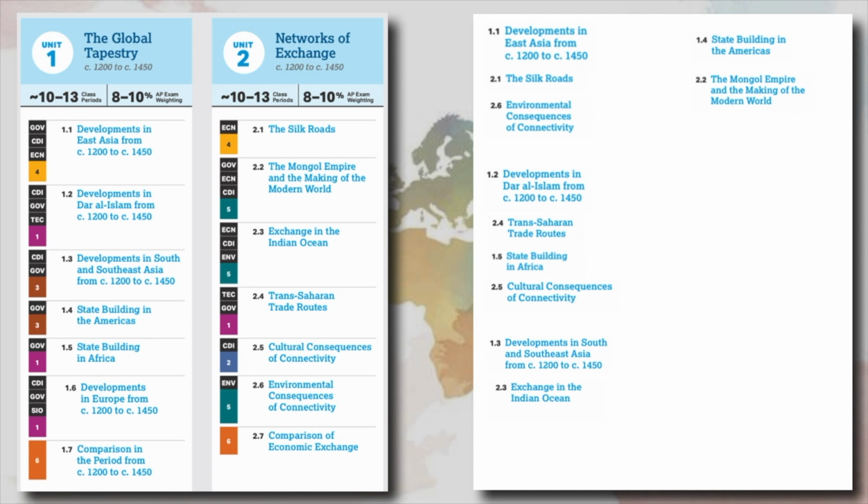So there are environmental consequences of connectivity as well. I think it's good to go back and forth, to revisit topics in different contexts. It certainly adds some reinforcement to student learning. And lastly, you have developments in Europe. This is basically the feudal social system, the decentralized political system of Europe, and also the role of Roman Catholicism in European society and culture.